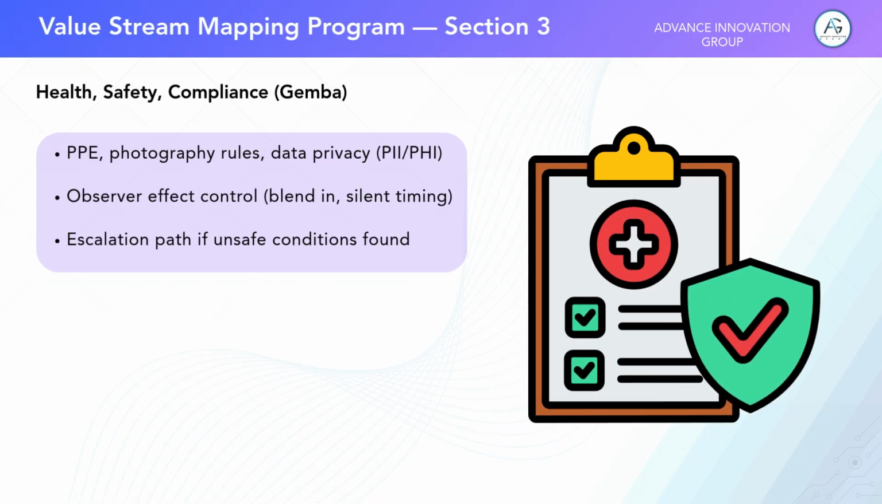When doing Gemba walks or process observations, safety and compliance come first. Always follow site-specific rules, wear PPE, respect no photography zones, and protect any personal or health information, PII. Be mindful of the observer effect, avoid disrupting the team. Blend in quietly and note timings silently. And most importantly, know the escalation path in case you spot an unsafe act or condition. Remember, improvement never comes at the cost of safety.